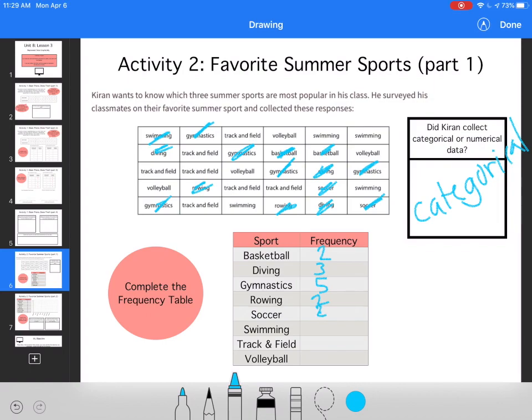Swimming, 1, 2, 3, 4, 5. Track and field, 1, 2, 3, 4, 5, 6, 7. And then volleyball, 1, 2, 3, 4.